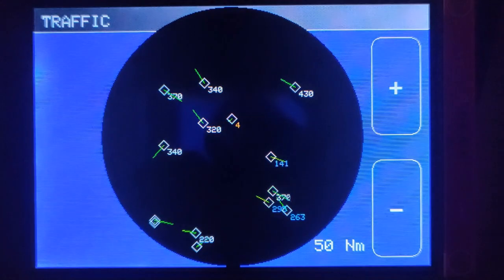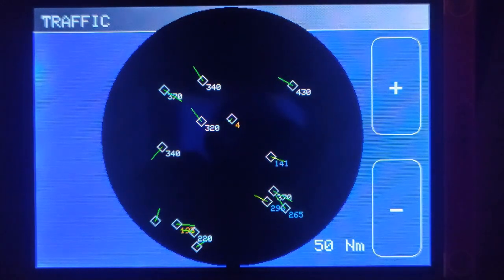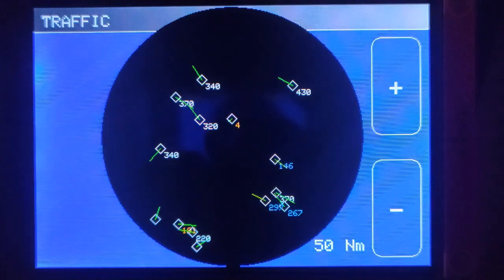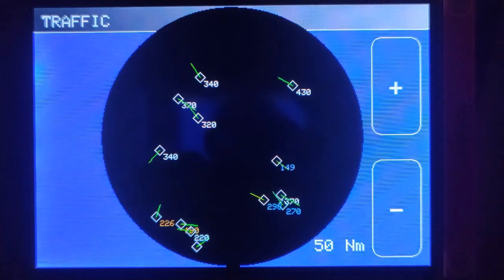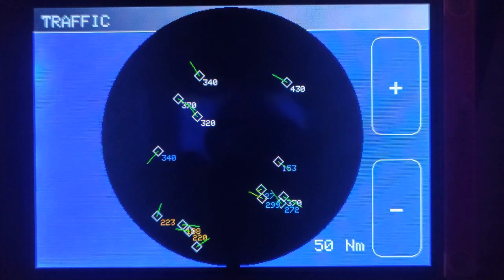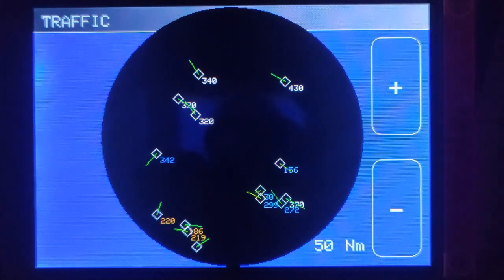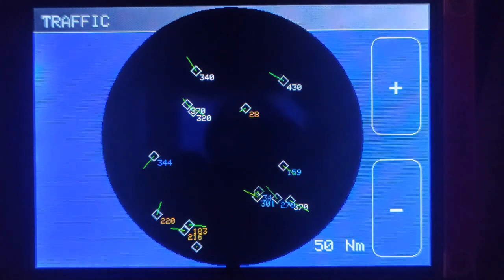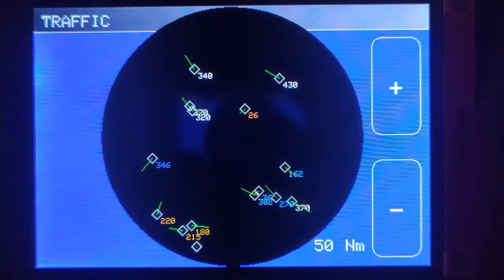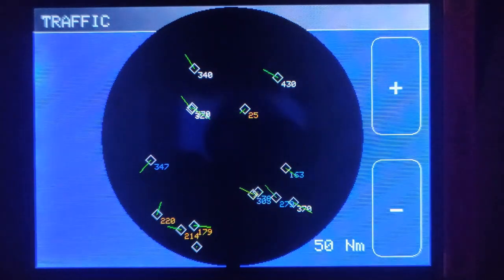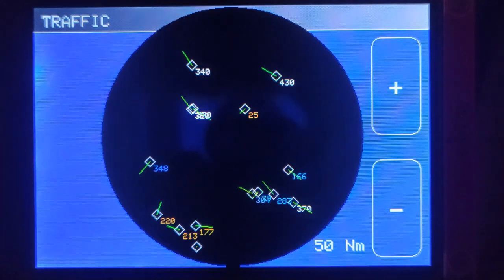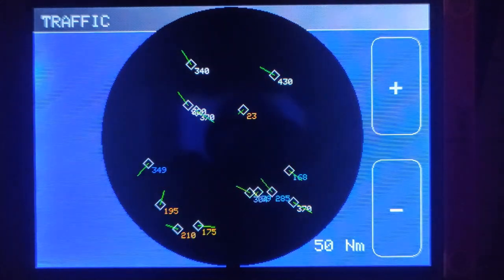As you can see, multiple aircraft are being shown with a green direction indicator. The length of this indicator also shows the current speed of the aircraft. The number you can see is displaying the current altitude in the flight level notation, meaning for example flight level 360 is equal to 36,000 feet.